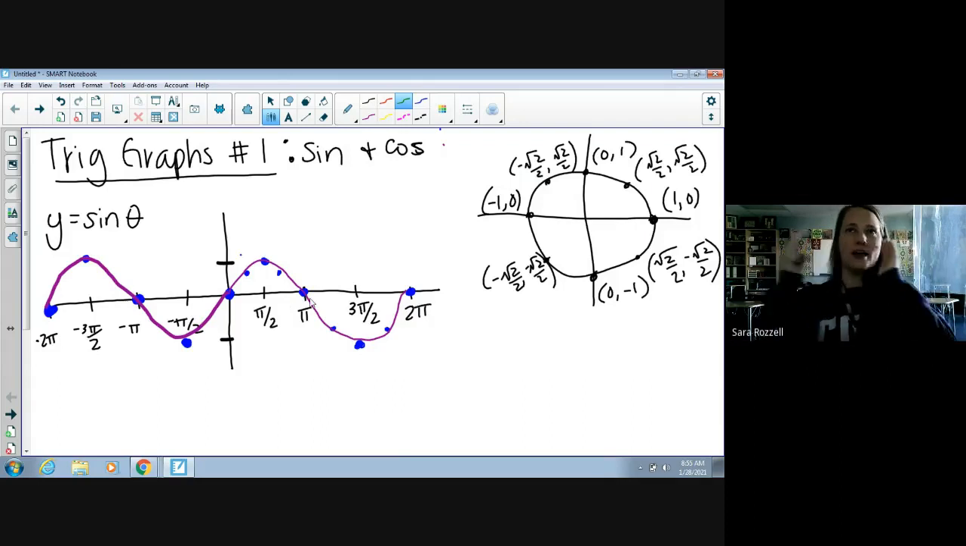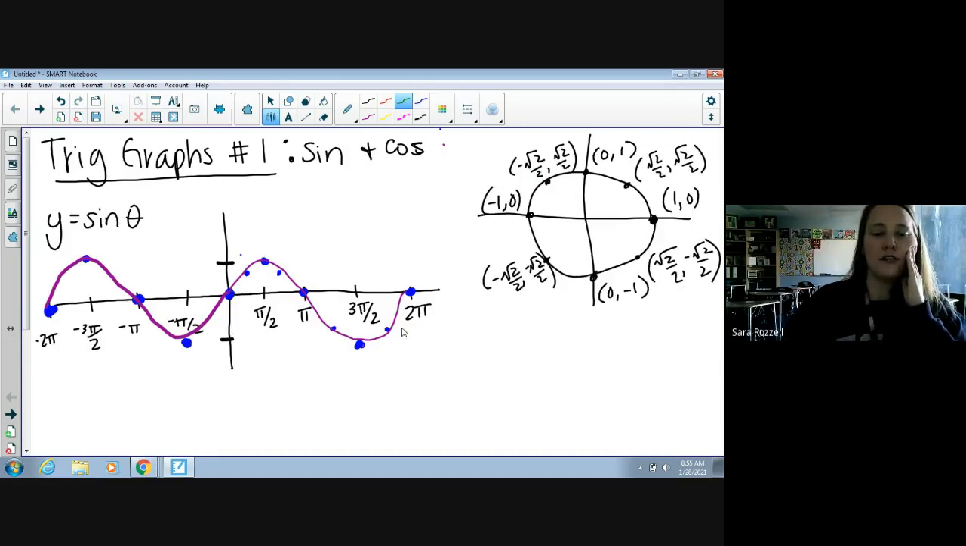And after 2 pi, it repeats again. So at 4 pi, it would be the same, 6 pi, 8 pi, 10 pi, all the way around, okay? So one of these rotations or cycles, or from start to finish, is called a period.